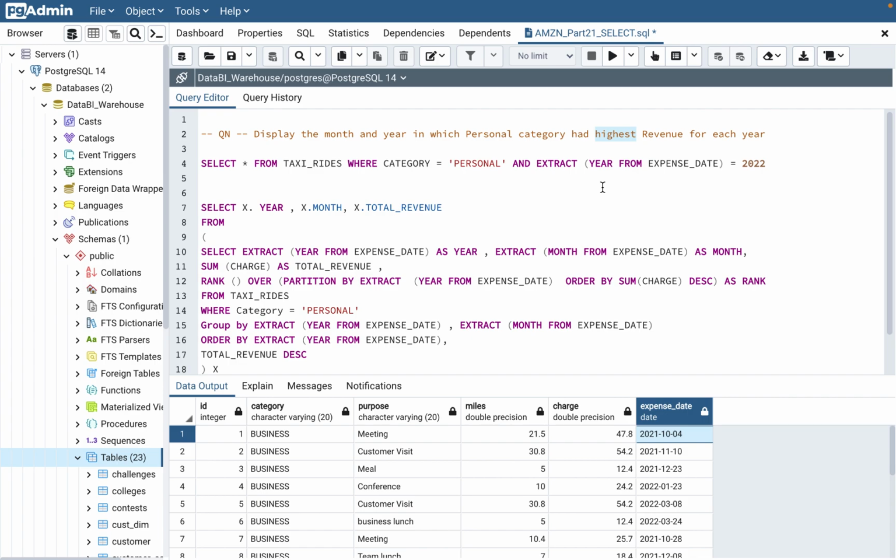When they say highest, lowest, those kind of functions are very helpful, and those are the functions which will solve the problem. So that's the way you can formulate that in your mind. So let's look at that.